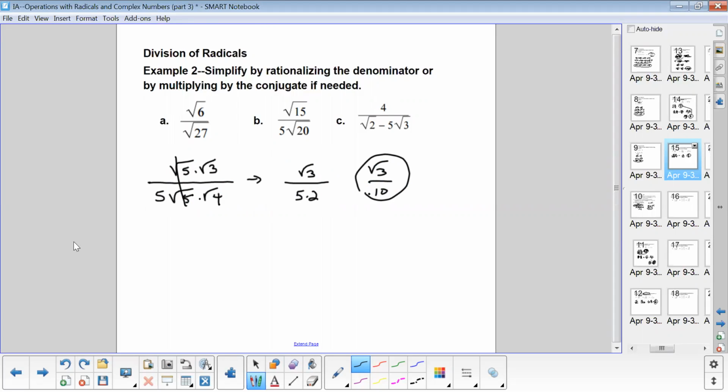That's probably your most efficient way to simplify: you could look for the factors. And anytime you're left with a perfect square factor in the denominator, then perfect, because then you won't have to do any rationalizing after that.